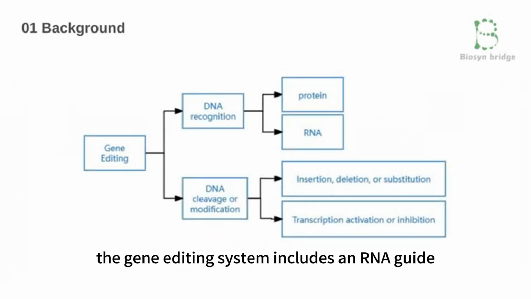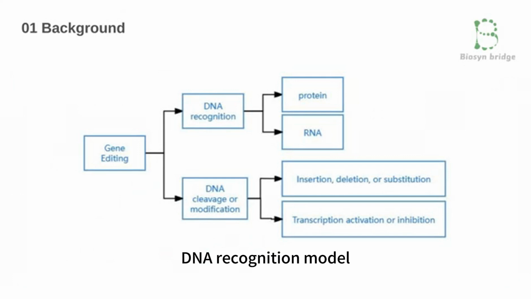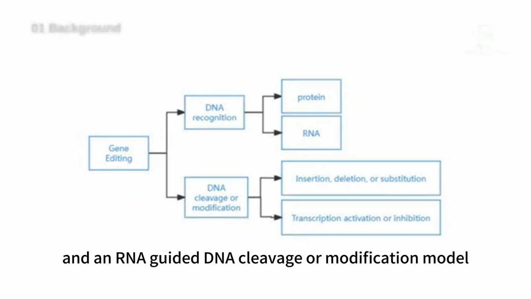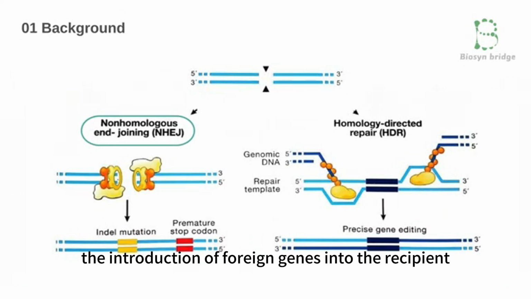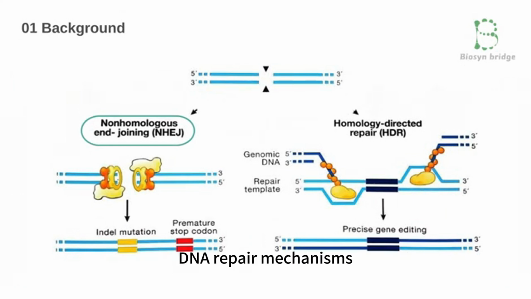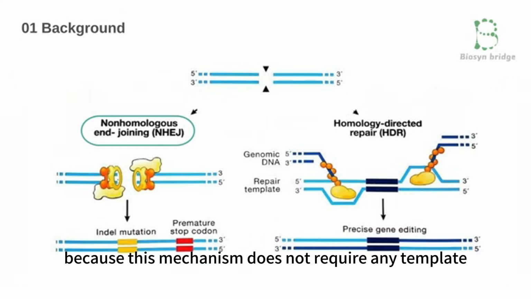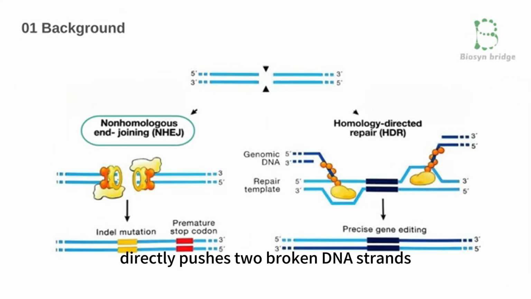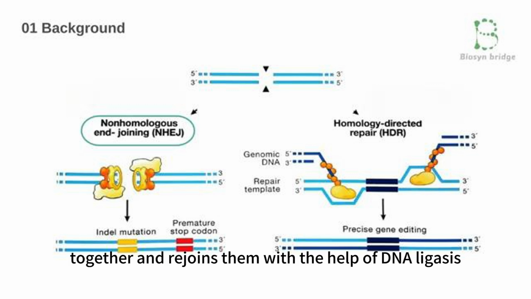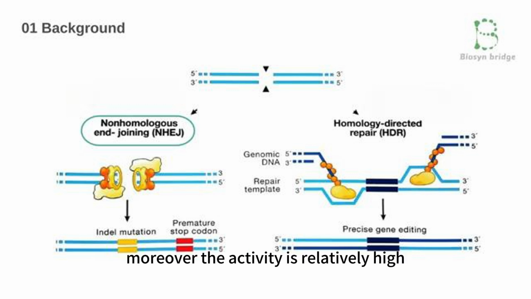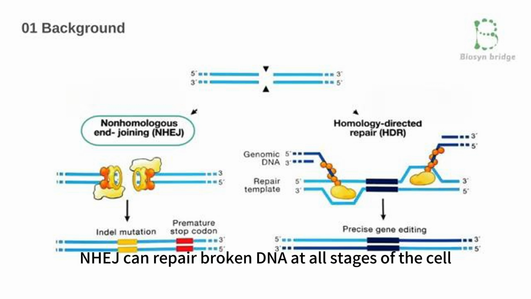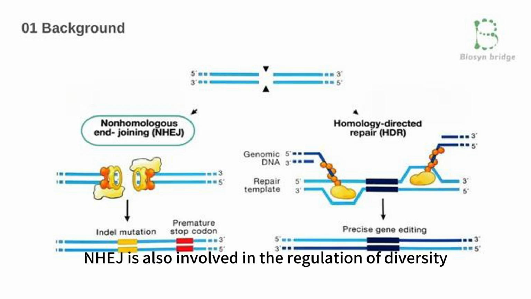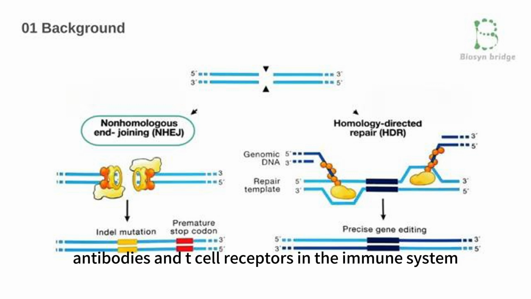The gene editing system includes an RNA guide, DNA recognition model, and an RNA-guided DNA cleavage or modification model. The introduction of foreign genes into the recipient genome depends on DNA repair mechanisms, the most important of which is non-homologous end joining. Because this mechanism does not require any template, the repair protein directly pushes 2 broken DNA strands together and rejoins them with the help of DNA ligases. Moreover, the activity is relatively high, but it is more prone to errors. The NHEJ can repair broken DNA at all stages of the cell cycle. NHEJ is also involved in the regulation of diversity, antibodies, and T-cell receptors in the immune system.